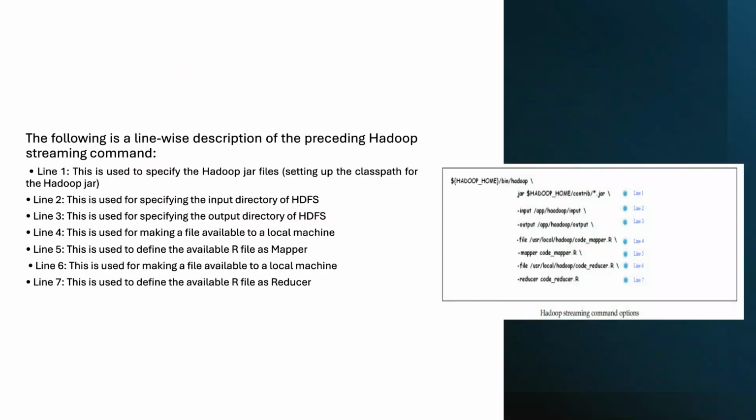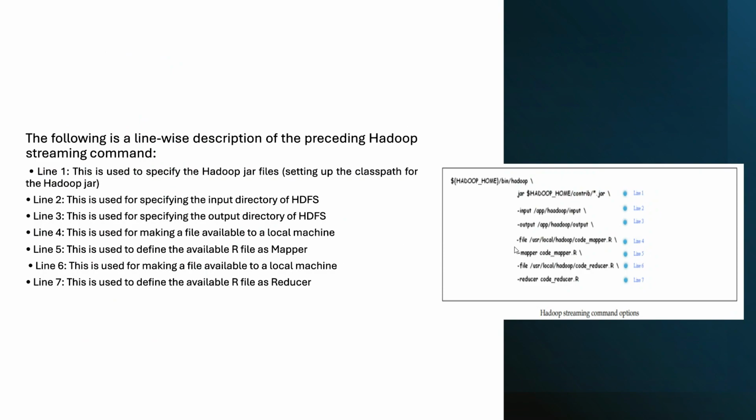Okay, so this is line by line. This is the Hadoop streaming command option. We have different commands which are given to produce the output. Line number one is java -jar, the jar file from Hadoop home and contrib streaming jar. As we know, jars are executable files, and we are adding the class path here. Then the second line is -input /app/hadoop/input, which is used for specifying the input directory in HDFS. Then the third line is -output /app/hadoop/output, which specifies the output directory in HDFS.